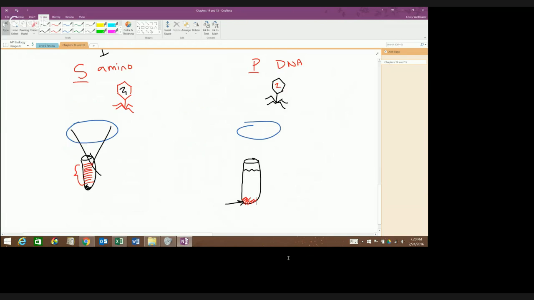So that experiment showed that, at least for viruses, nucleic acids are used as a way to transmit genetic information from one organism to another, or from itself to another organism.